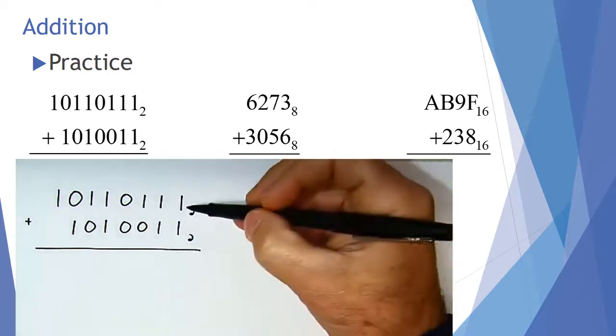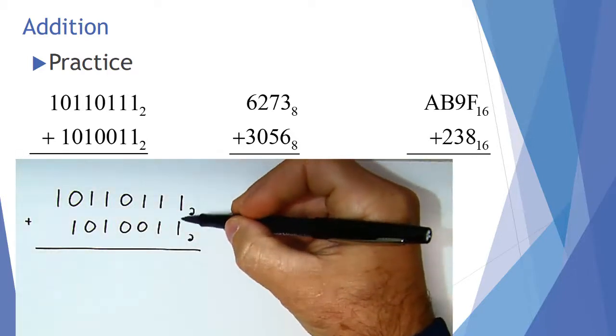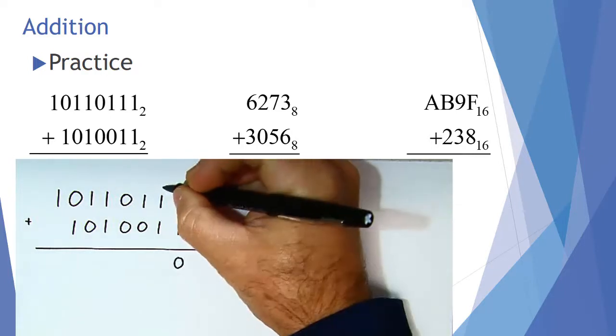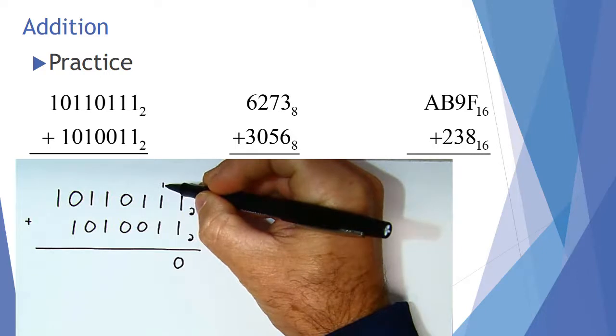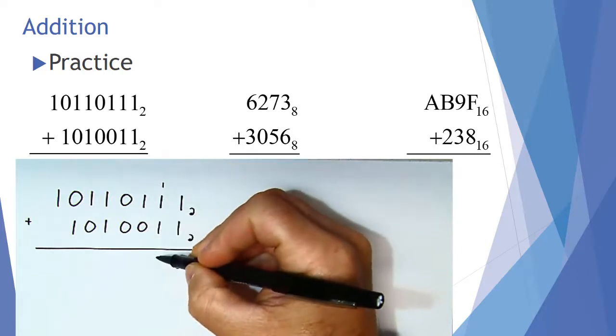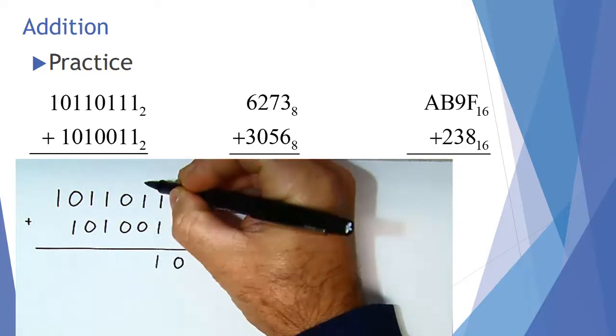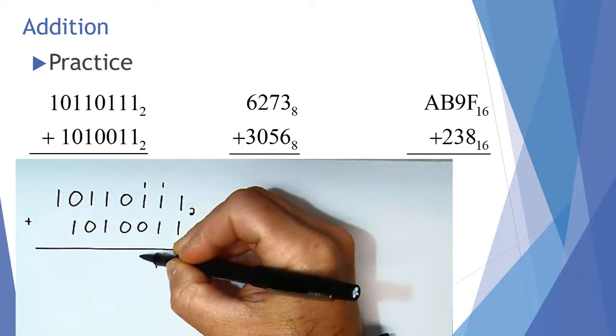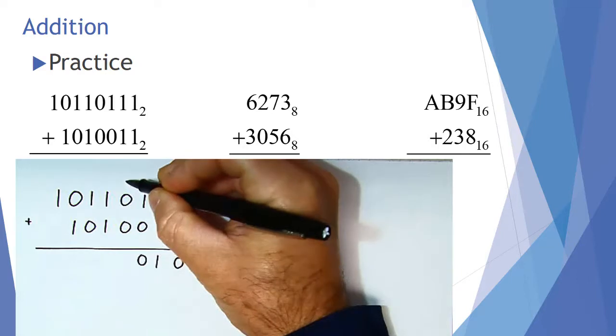Okay, here we go. Our first one, we're going to add in binary. 1 plus 1, that's 2. So we're going to have 0 in the 1's place and carry that 2 over. 1 plus 1 plus 1 is 3. That's 2 plus 1. We'll keep the 1 and carry over the 2. 1 plus 1 plus 0 is again 2. There's no digit 2, so we're going to put 0 and carry that 2 over.